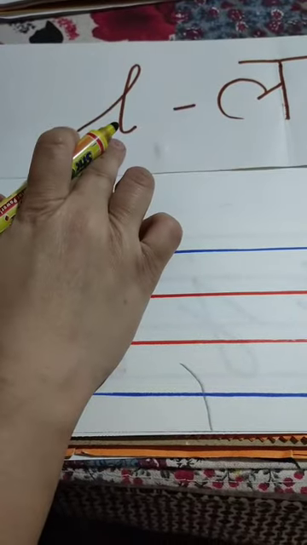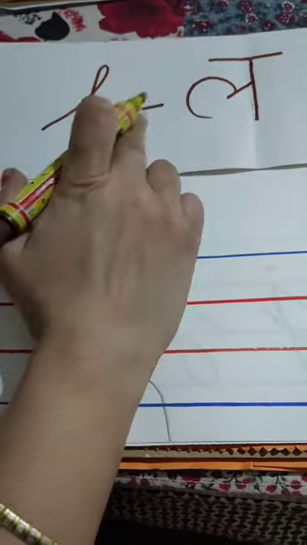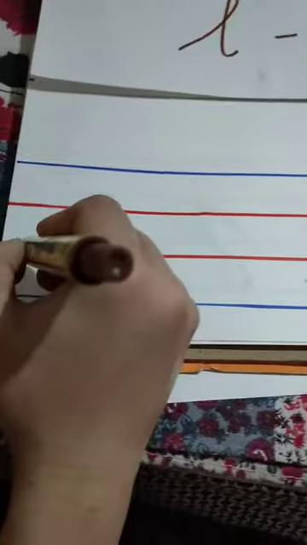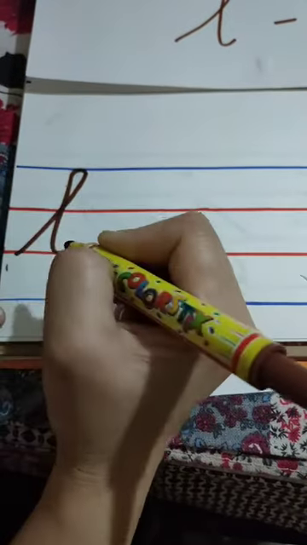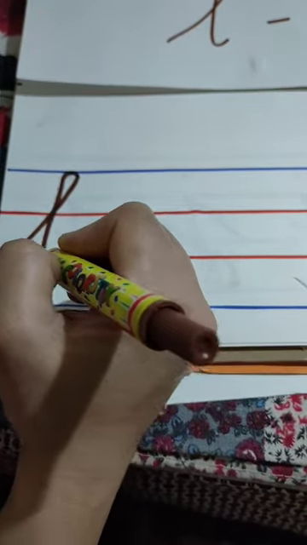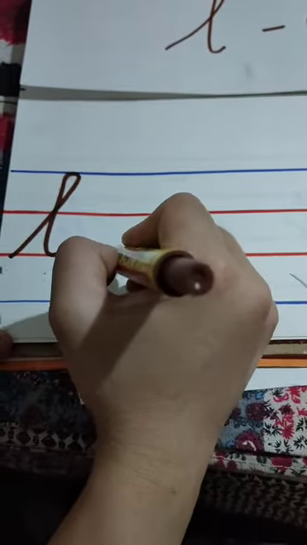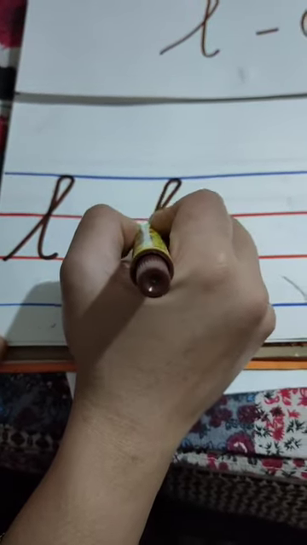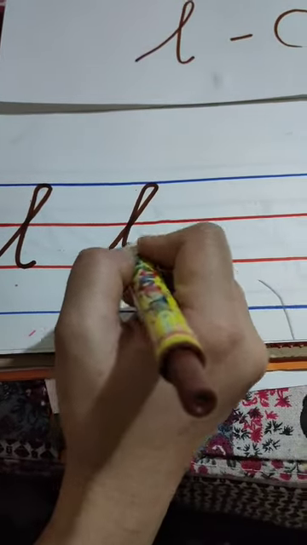This is cursive L and the sound of L is L. L, L. First of all, we will take a long curve, standing line and small turn. This is L, L, L. Long curve, standing line, small turn. L, L.